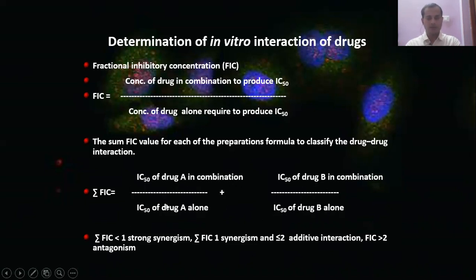So if the sum of these numbers is less than 1, it's a strong synergism, and if it's 1, it's synergism, and if it's less than 2, it's additive interaction, and if it's more than 2, it's called antagonism. But for these parameters, some people say that 1 is additive and more than 1 is antagonistic. So it depends, but of course, less than 1 is a synergistic effect.